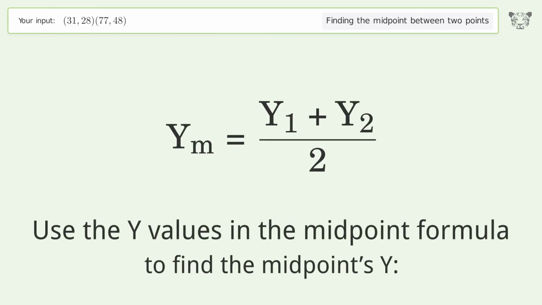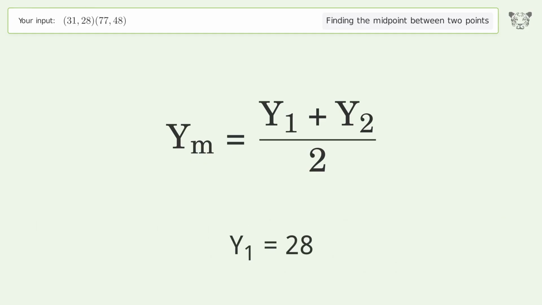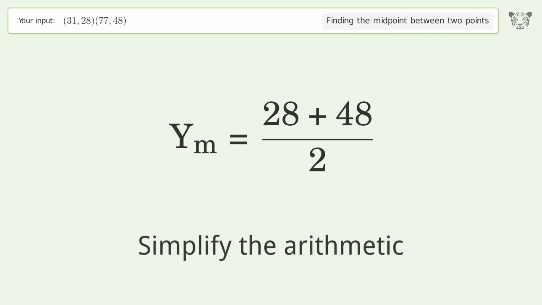Use the y values in the midpoint formula to find the midpoint's y. y1 equals 28. y2 equals 48. Simplify the arithmetic.